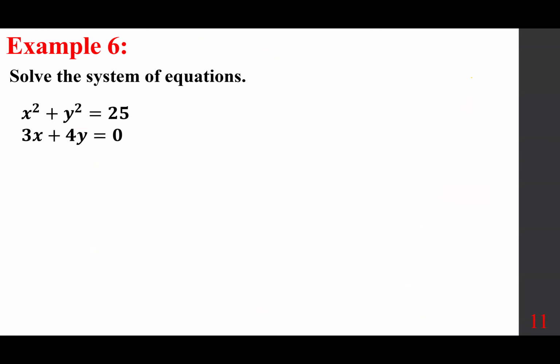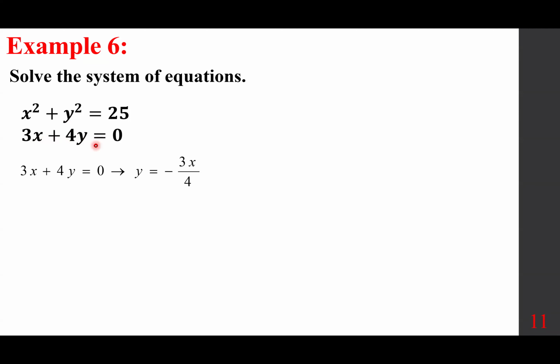We want to solve this system where x squared plus y squared is 25, 3x plus 4y equals 0. Whenever you have a case like this, where one of them is of degree 2 and one of them isn't, it's easier to go by substitution. So over here, we're going to solve for one of them. It doesn't matter which one. I hope you recognize if I want to solve for y, I take the 3x to the other side and divide by 4. I get minus 3x over 4.